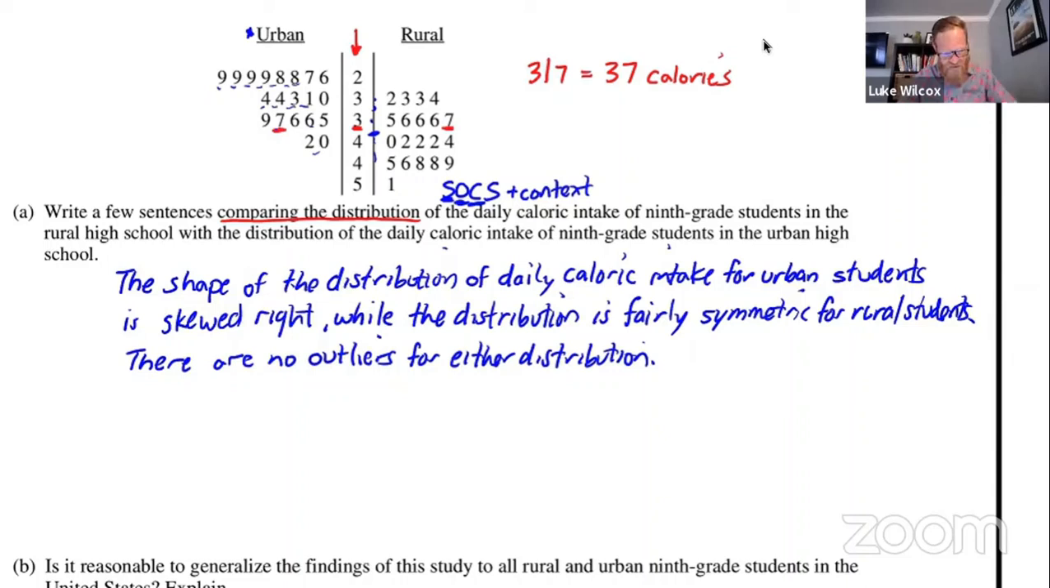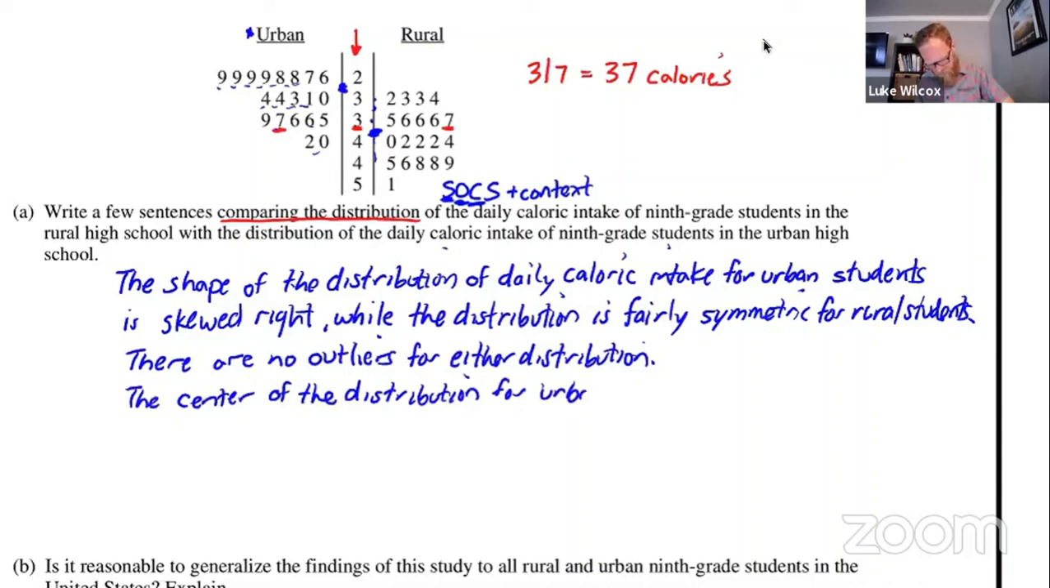Now for urban, the center is going to be, I don't know, maybe somewhere between 20 and 30. And for rural, it's somewhere between 30 and 40. Clearly, the center of the distribution for urban is less than the center of the distribution for rural. So that's just what we're going to put into words now. We're not going to even specifically reference the mean or the median or give any values here. We're just going to say, sort of generically, that the center of the distribution for the urban students is less than, there's my comparative words, less than the center for the rural students.